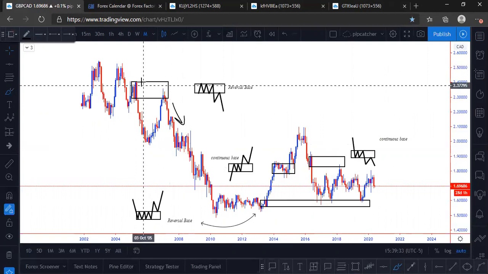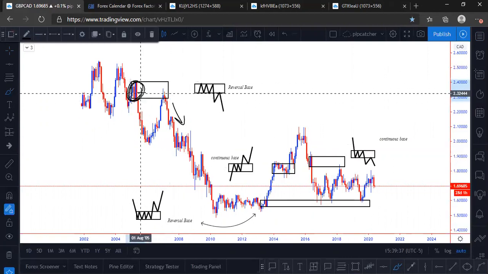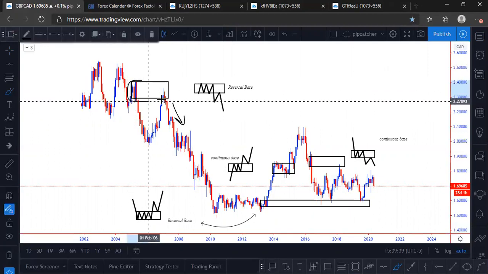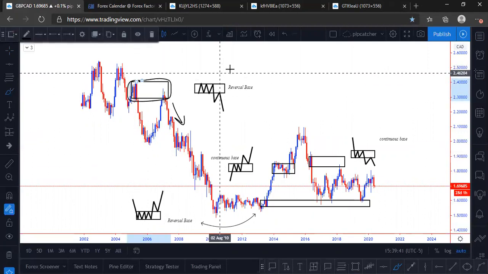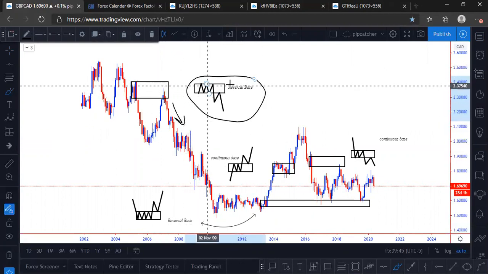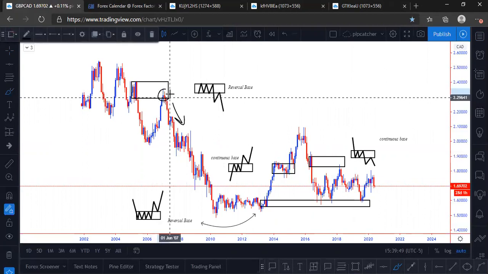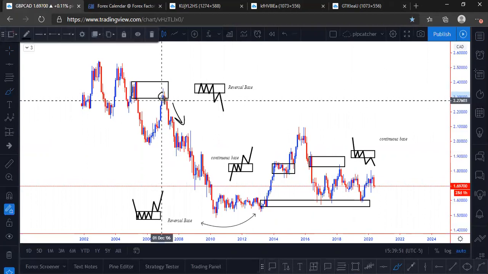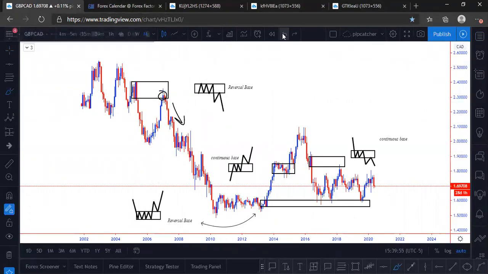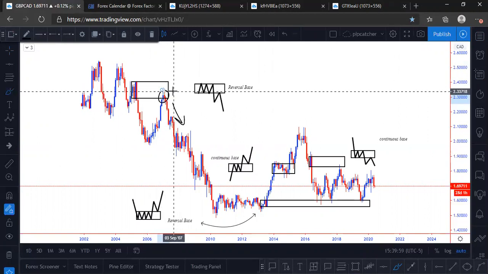So what do we wait for? We wait for price to trade back up into this reversal base that we see right here, right? It looks pretty identical. And we look to enter inside when price comes and touches that base, trades inside that base, okay?